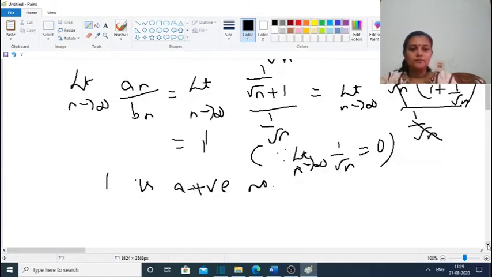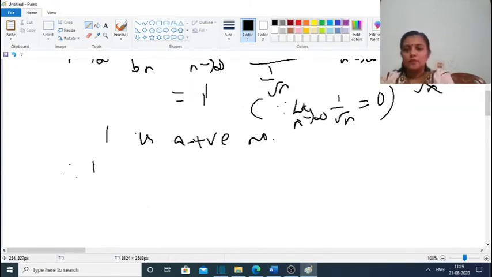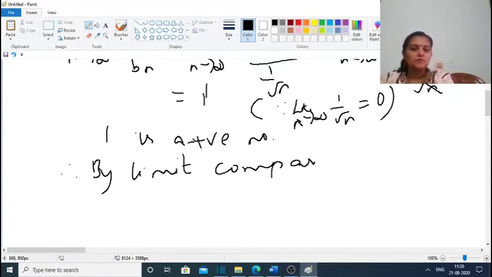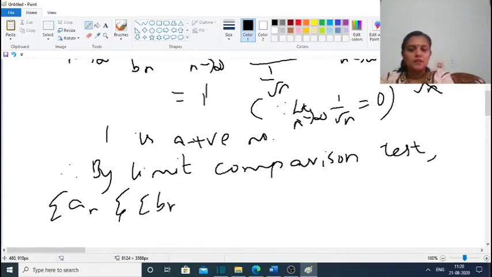Therefore, by the limit comparison test, sigma an and sigma bn converge or diverge together.